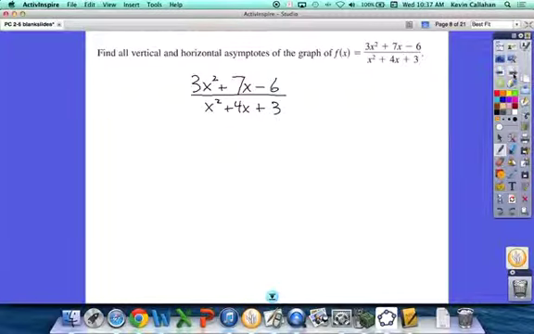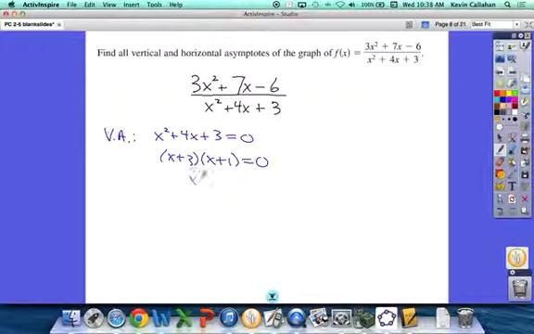So I'm going to abbreviate here. Vertical asymptote. So it's the zeros of the denominator, so set the denominator equal to 0 and solve. Find those values. Right. This is a factorable problem. x plus 3, x plus 1. So the zeros are x equals -3 and x equals -1. Those are the vertical asymptotes, the zeros of the denominator.